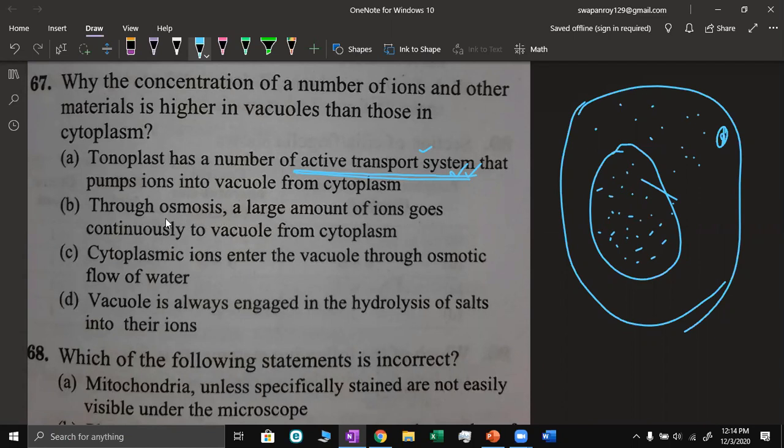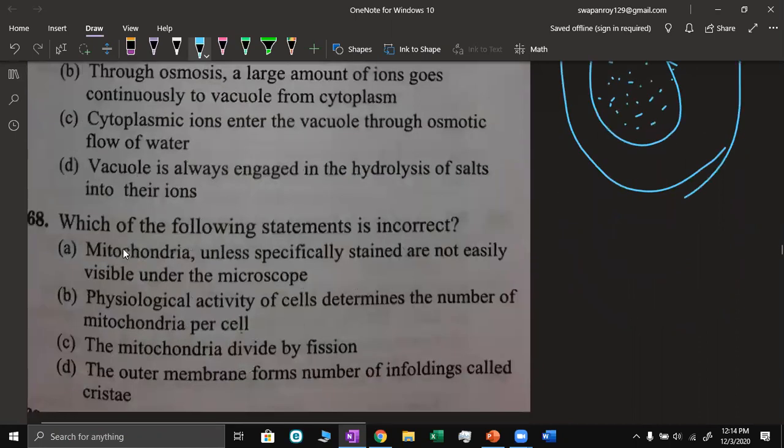Through osmosis, it will not go, water will move here. If water moves here, then this will be diluted. Cytoplasmic ions enter the vacuole through osmotic flow of water. Vacuole is always engaged in the hydrolysis of salt into their ions. Which of the following statements is incorrect?